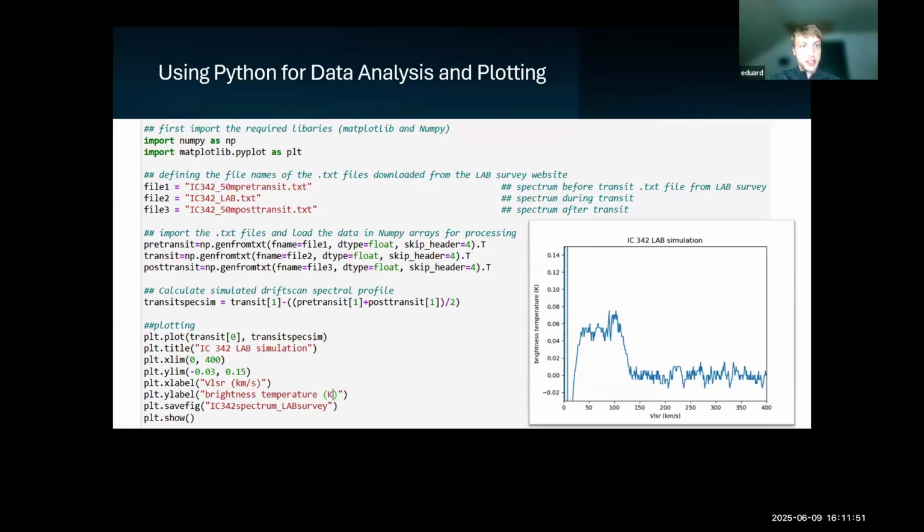So here's a screenshot of the code that I use to simulate drift scan spectra of galaxies. So yeah, I'm starting from the same data. I download text files for the simulated spectrum from the lab survey page, before and after the transit of the target, and of course for the target itself. So yeah, in this code, I first, of course, define the file names for these text files.